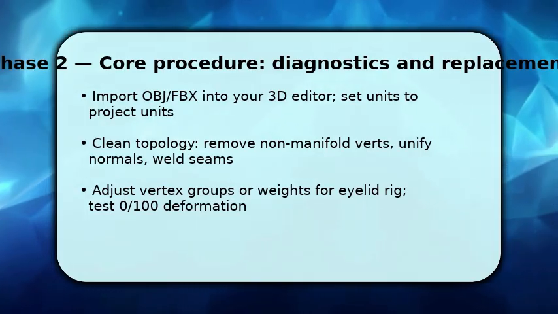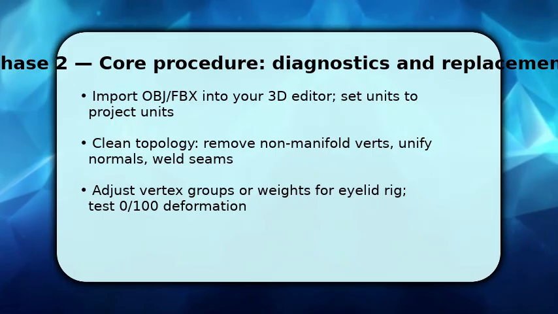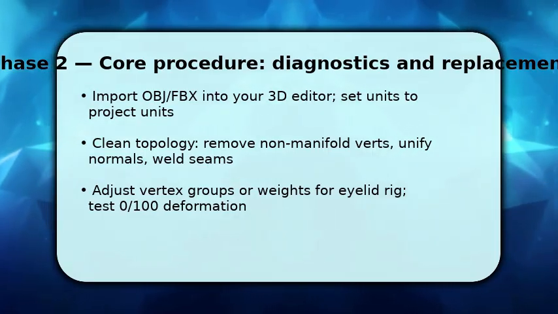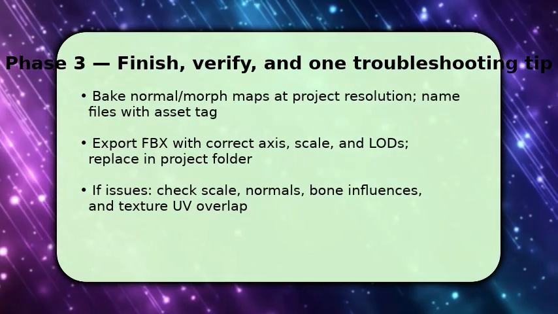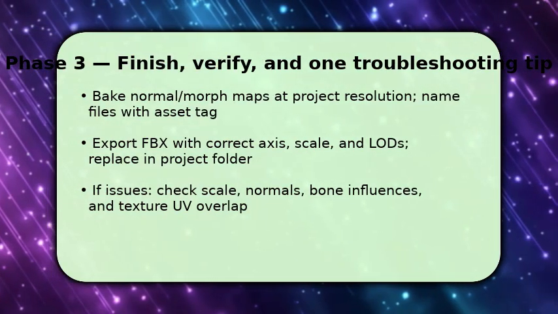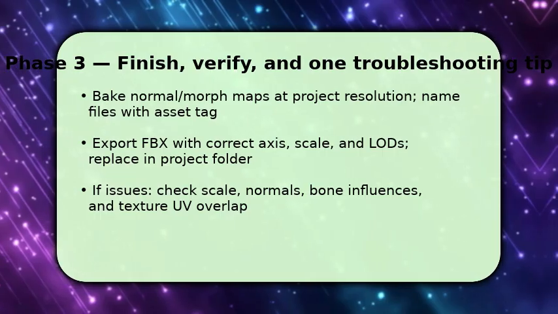Make a quick deformation test to confirm closed eye pose holds at 0 and full influence. Now bake normals and any blend shape/morph maps at the project resolution, and export the mesh as FBX with the correct axis and scale settings to match Berry Avenue.